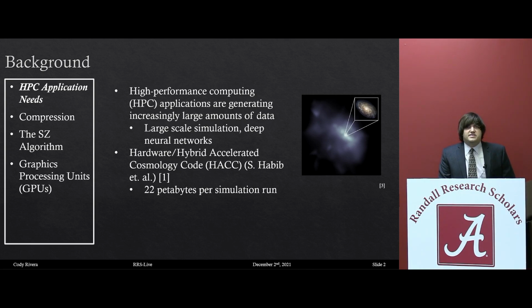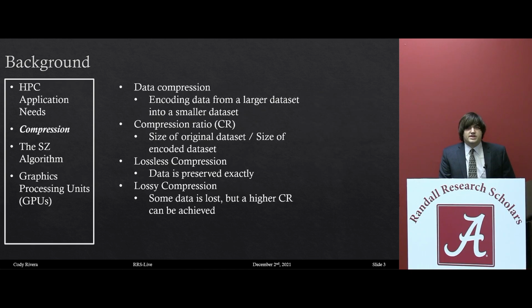One technique that can make this data more manageable is compression, which is the encoding of a large data set onto a smaller data set. There are two basic types of compression. The first is lossless compression, where the smaller data set can be perfectly reconstructed into the larger data set, and lossy compression, where some of the data can be lost in exchange for a higher compression ratio, where the smaller data set is even smaller.